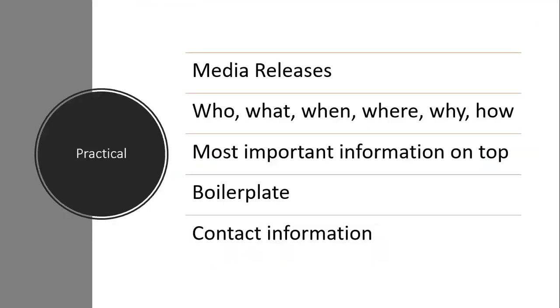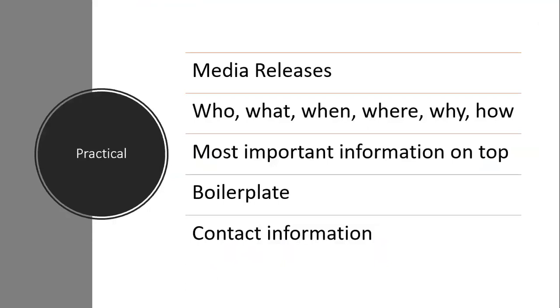So if a harried journalist is quickly scanning your media release, they can get the who, what, when, where, why, how, hopefully in the first paragraph, and if not, in the first two paragraphs. It's always good as well to include your boilerplate in the media release so the journalist doesn't have to go and search for that information, because a lot of times journalists are on a particular deadline, and the more that you help them is the greater the likelihood of your story being published or making the news.